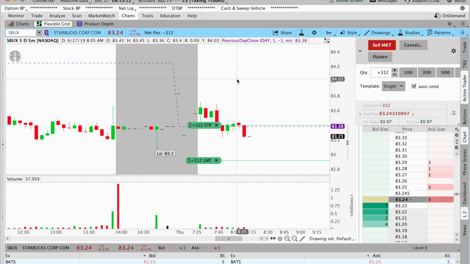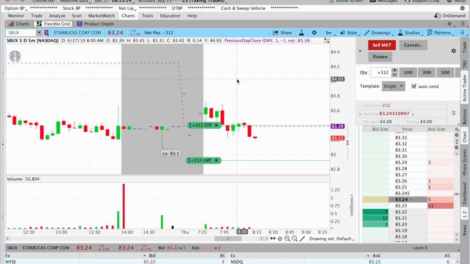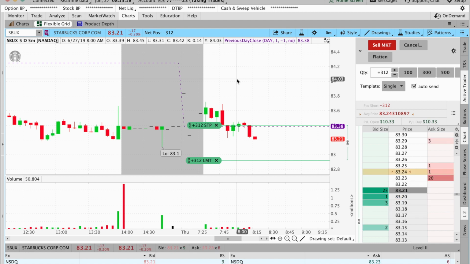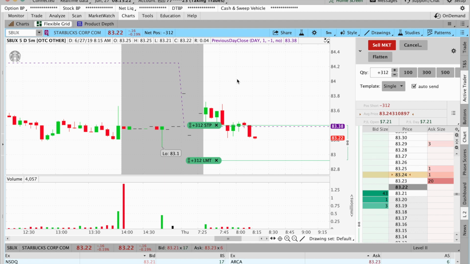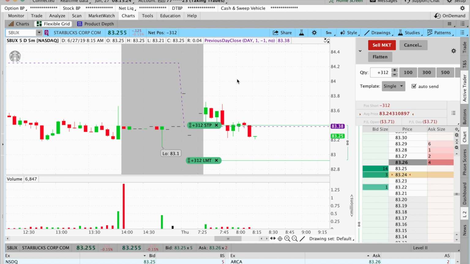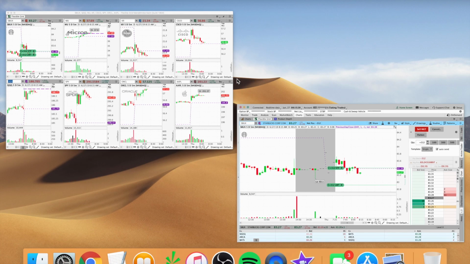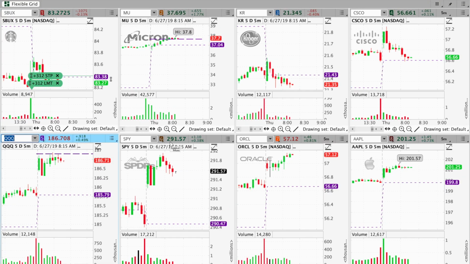Got triggered into Starbucks. Looking for a short, nice flush down. The thing I like about this right now is the markets, the Qs and the SPY, were both starting to kind of roll over, so we'll see if that holds. You can see right here the SPY is rolling over, and the Qs are also starting to roll over and push down a little bit.